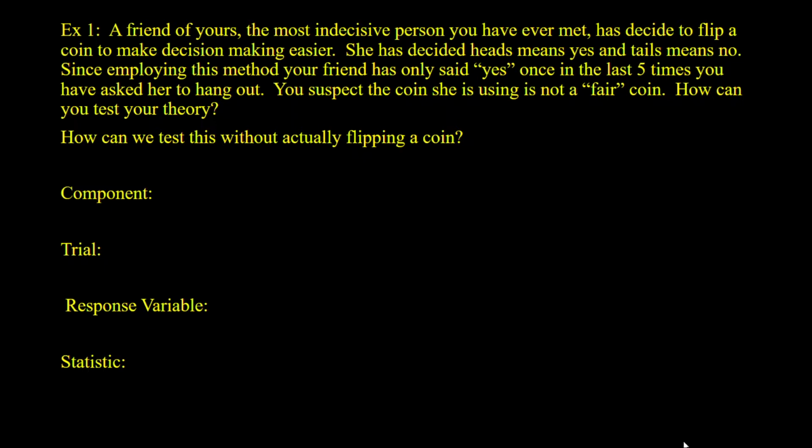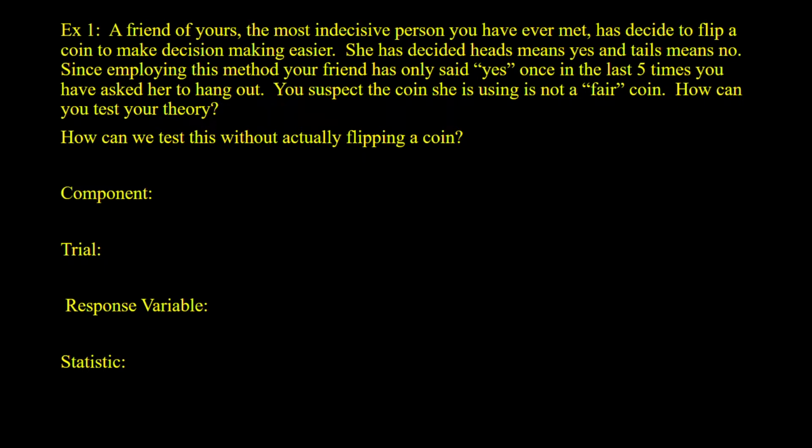So the question is, how can we test this without actually flipping a coin? We're going to use a simulation for this. First thing we want to do is identify what a component is. Then we can state a trial, the response variable, and our statistic. And we'll look at how we can use random digit tables to run simulations.